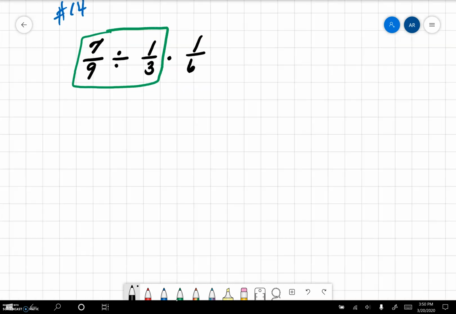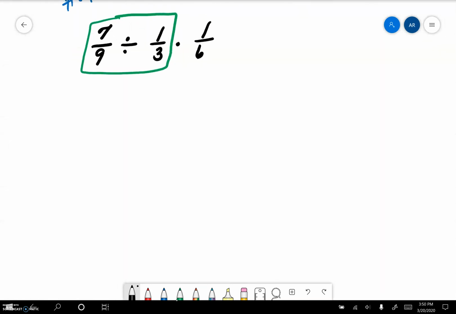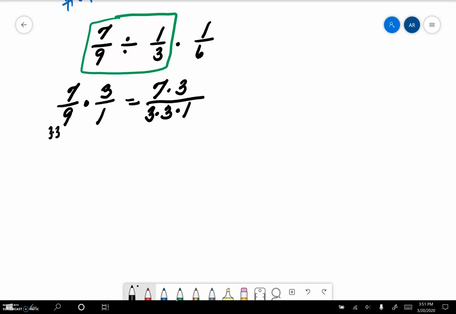Remember, to do that, we're going to rewrite it as a multiplication problem. So 7/9 times, and make sure you get the reciprocal, 3/1, flipping it. And that equals, and I can immediately see, before I rewrite it, that I can get a 3 times 3 out of the 9. So I'll rewrite it like that: 7 times 3 over, now the 9 would be represented as 3 times 3 times 1. I can see that I have a 3 on the top and the bottom. That reduces down to 1.